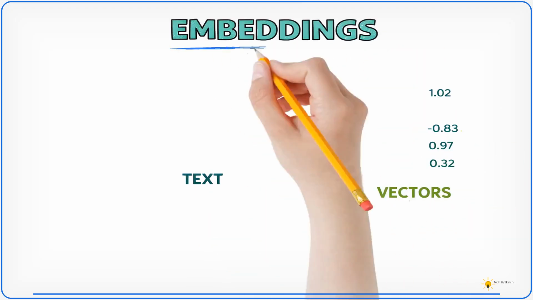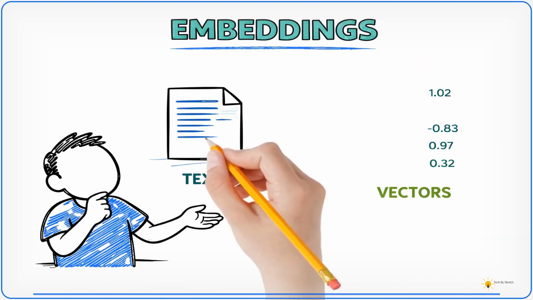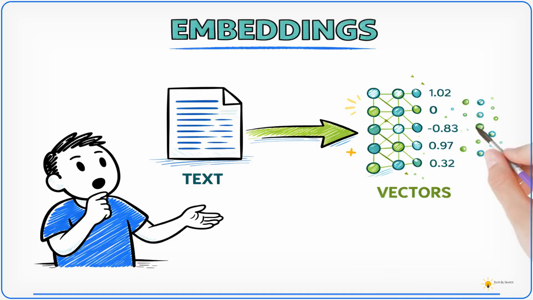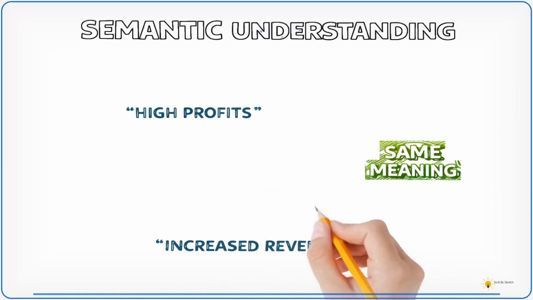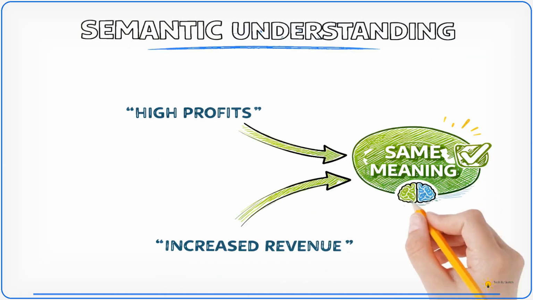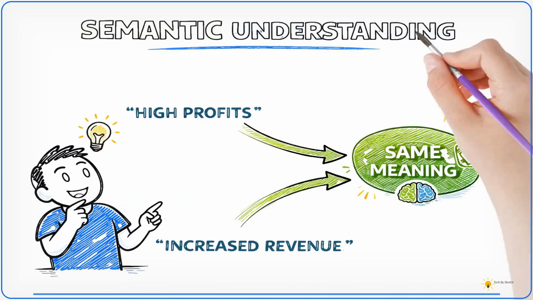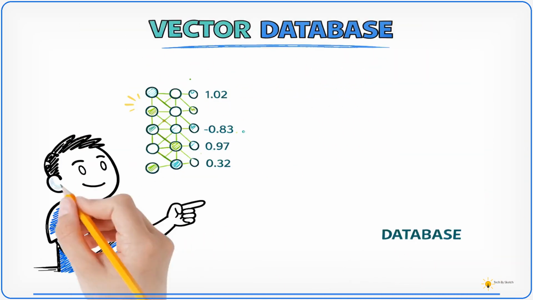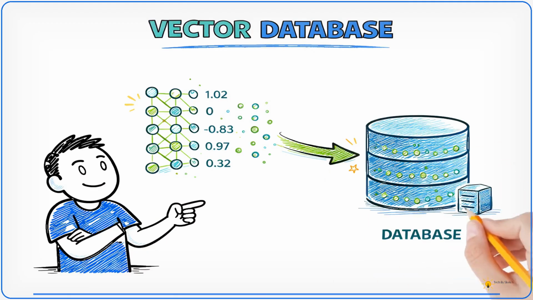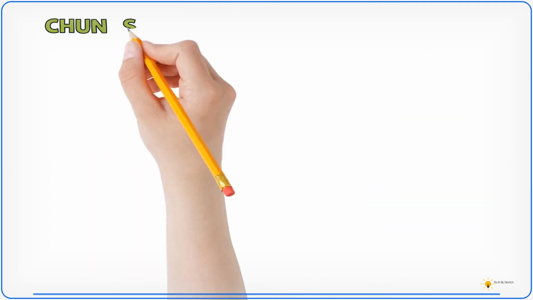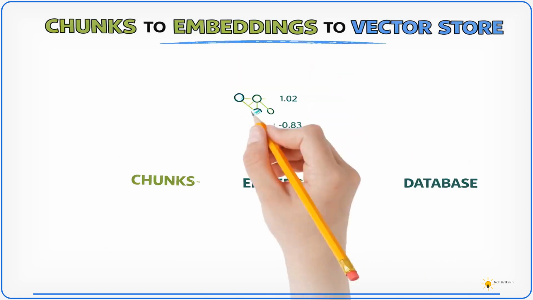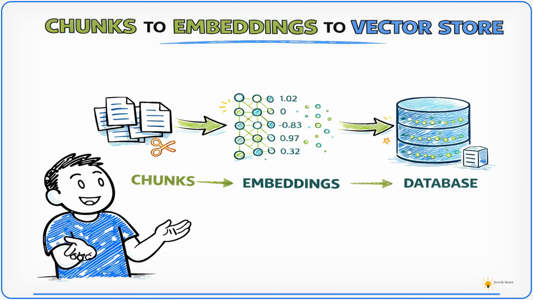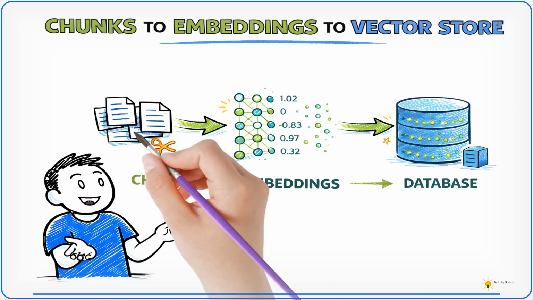Next, we convert text into embeddings, numerical representation of meaning that machines can understand. Embeddings enable semantic understanding. Similar meaning, even with different words, can be matched correctly. These embeddings are stored in a vector database, a system designed to store and search meaning instead of plain text. So ingestion is complete: chunks to embeddings to vector store. Your knowledge is now searchable and ready for questions.